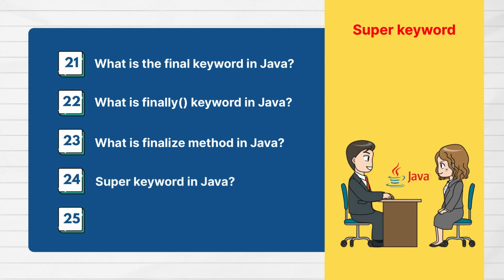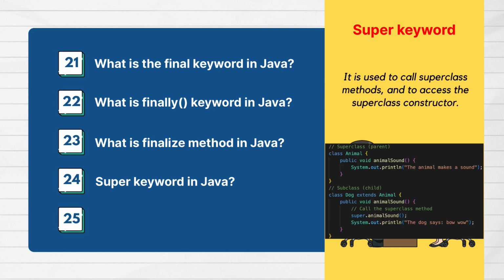When should I use the super keyword in Java? The super keyword is used to refer to the superclass or parent class of the current object. It is used to call superclass methods, and to access the superclass constructor. The most common use of the super keyword is to eliminate the confusion between superclasses and subclasses that have methods with the same name.